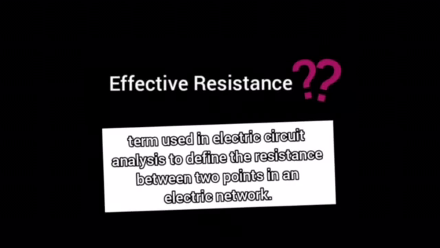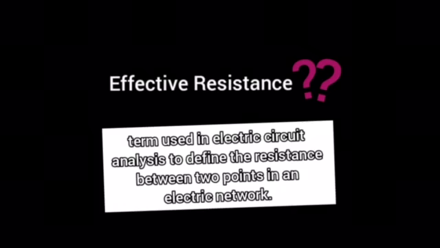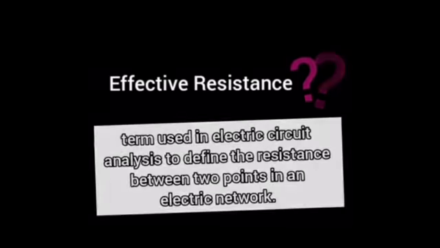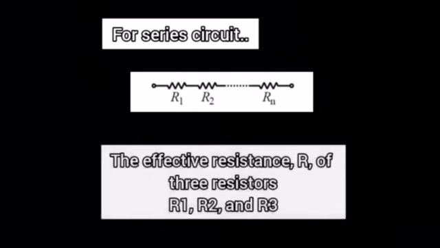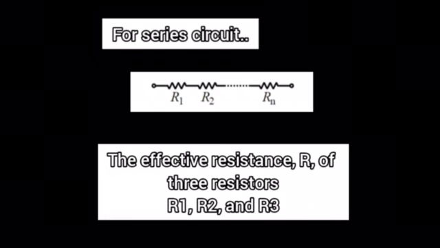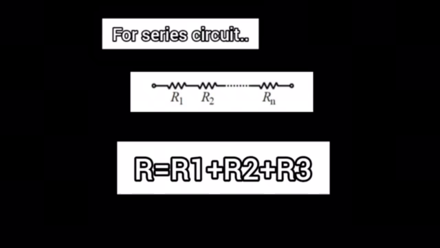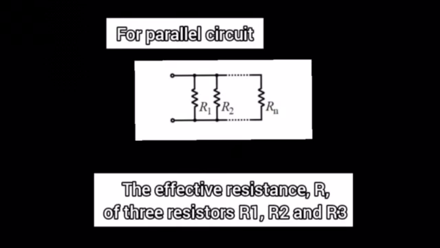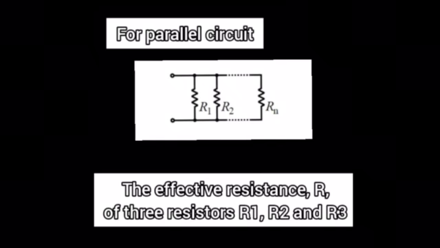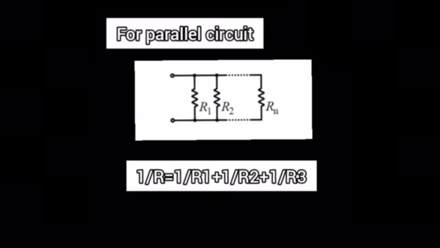Effective resistance is a term used in electric circuit analysis to define the resistance between 2 points in an electric network. For a series circuit, the effective resistance of three resistors R1, R2 and R3 is shown as R equal to R1 plus R2 plus R3. For a parallel circuit, the effective resistance R of three resistors R1, R2 and R3 is shown as 1 over R equal to 1 over R1 plus 1 over R2 plus 1 over R3.